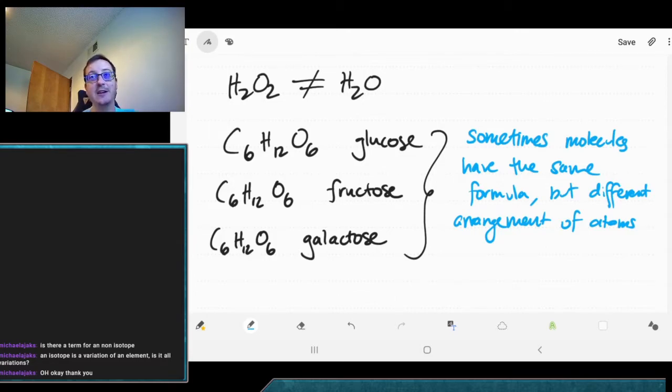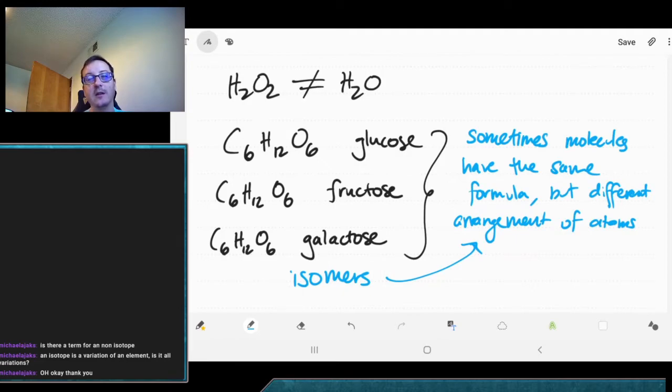But every glucose molecule is exactly the same. All glucose molecules have the same arrangement as all other glucose molecules, and all galactose molecules have the same arrangement as all other galactoses. So in this case, we have the same number and type of atoms, but they're arranged differently. These are called isomers. And there's your definition: they have the same formula, but different arrangements, and so they're called isomers of each other.